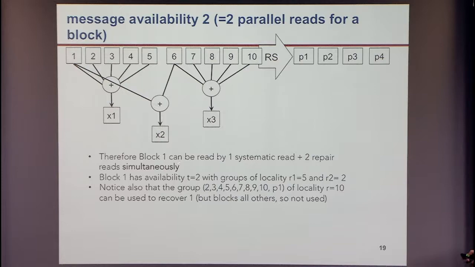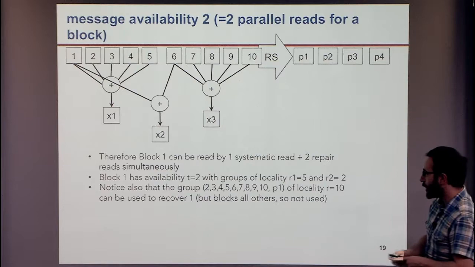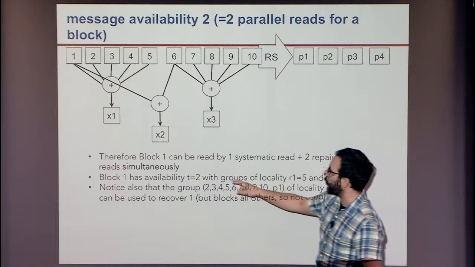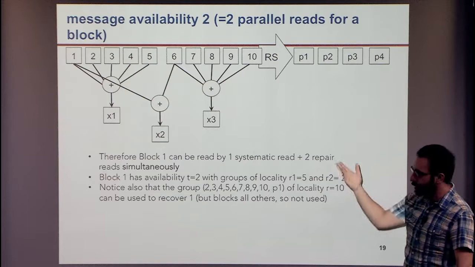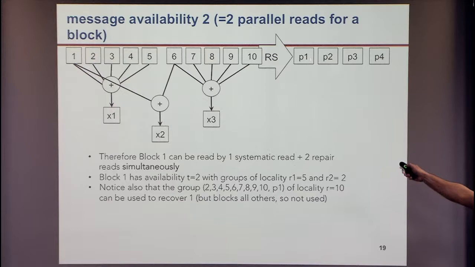So block 1 can be read by one systematic plus two repair reads simultaneously. We say block 1 has availability 2 with groups of locality 5, because this group has locality 5, and the second group has locality 2. Notice that there are other groups. Since you have this global linear equation, you could read 2, 3, 4, 5, 6, 7, 10, and P1 and reconstruct. But that would be a terrible idea because you would be blocking all the other groups. So now the combinatorics become interesting because you have to design these groups so that they're not blocking each other too much. And it's not trivial, even after you have designed the code, to decide which groups to select so that they're not blocked together.